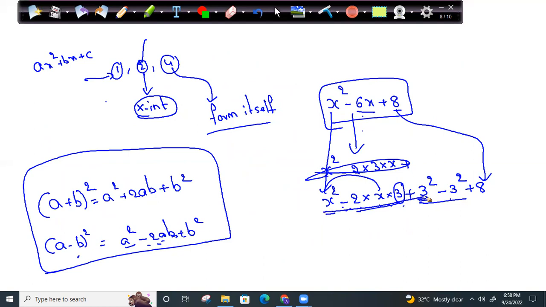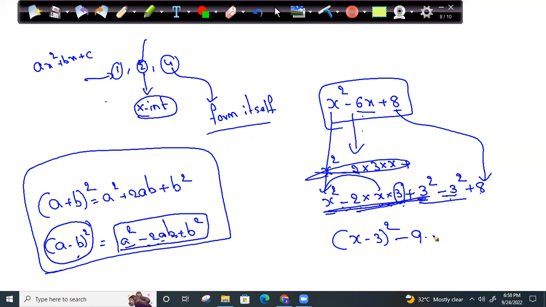So now this is in the form of x minus 3 whole square. a square minus 2ab plus b square can be written as a minus b whole square. Minus 3 square plus 8 is minus 9 plus 8. So this turns out to be x minus 3 whole square minus 1. Just remember this and come back.